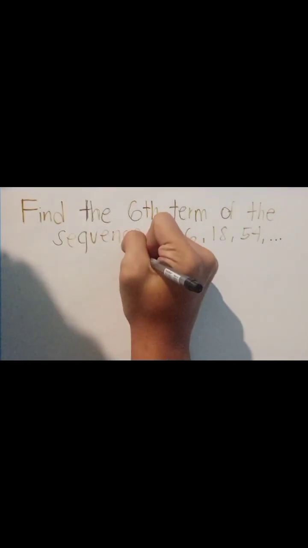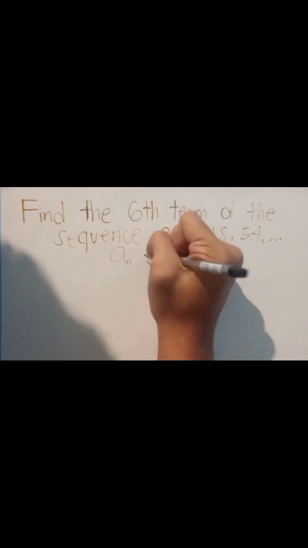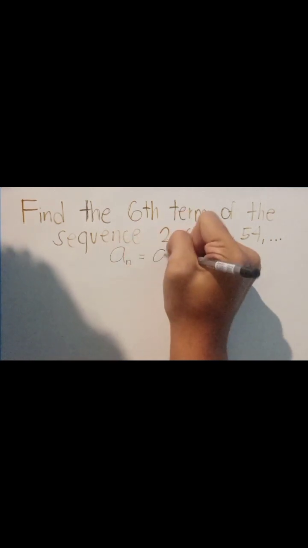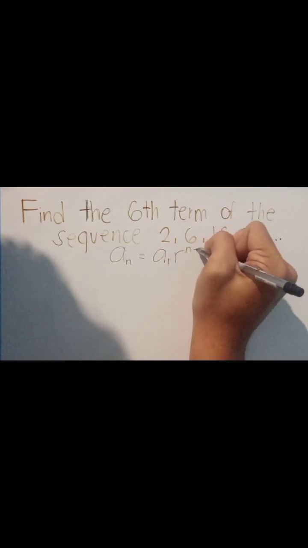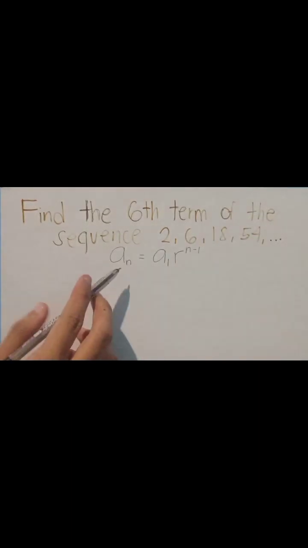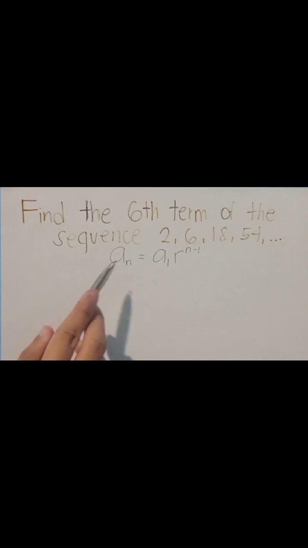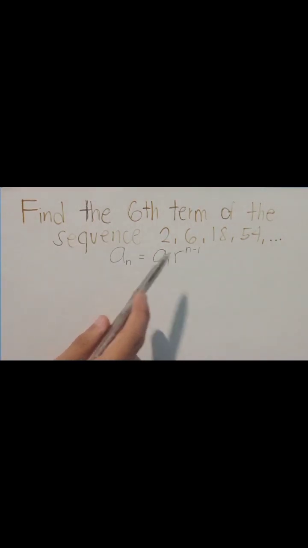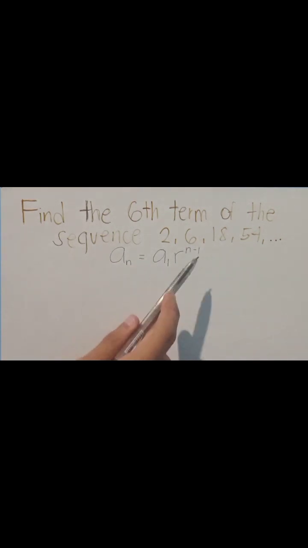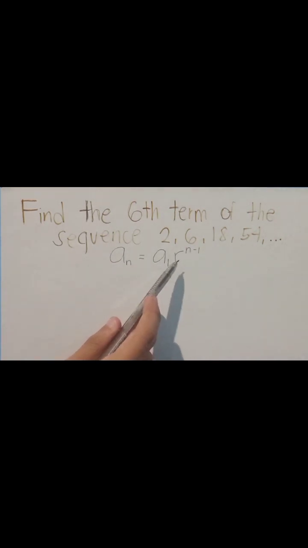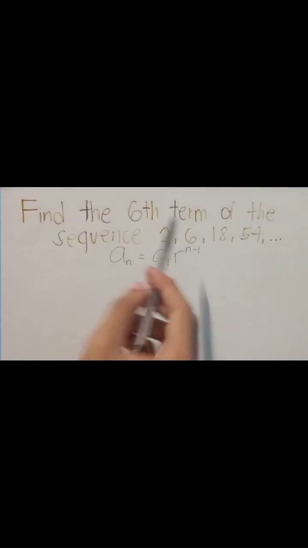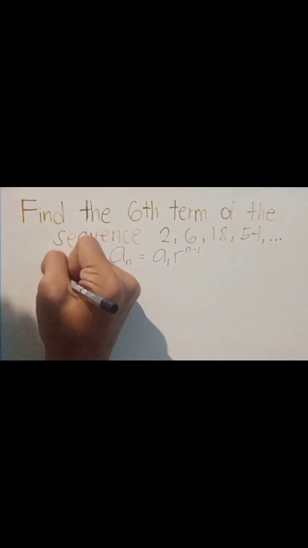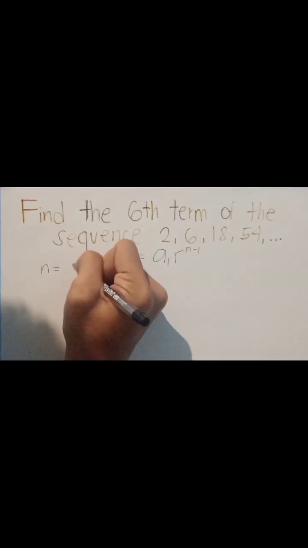We have a sub n is equal to a sub 1 times r raised to n minus 1, where n is the term we are looking for, a sub 1 is the first term of the sequence, and r is the ratio. So since we are looking for the 6th term, that means our n is equal to 6.